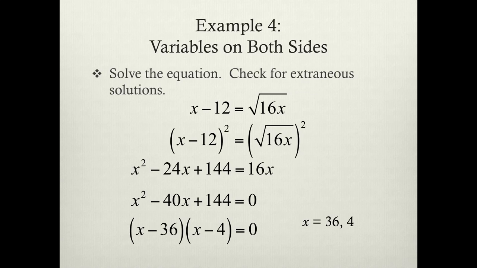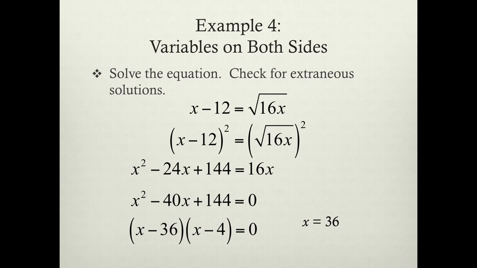But when I go to put both of these back in, 36 minus 12 gives me 24. And when I put 36 in for x on the right, taking the square root of that will also give me 24. So the 36 is fine. But with the 4, if I put 4 in for x on the left side, I end up with a negative 8. And when I put 4 in for x on the right side, the square root of the 64 gives me a positive 8.